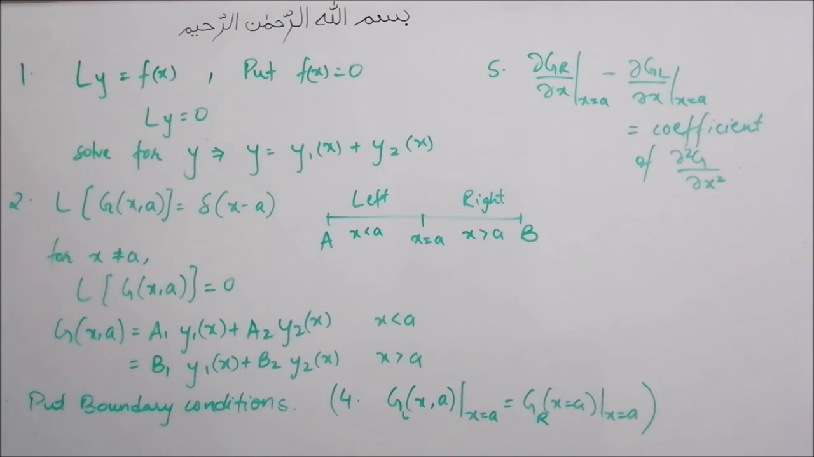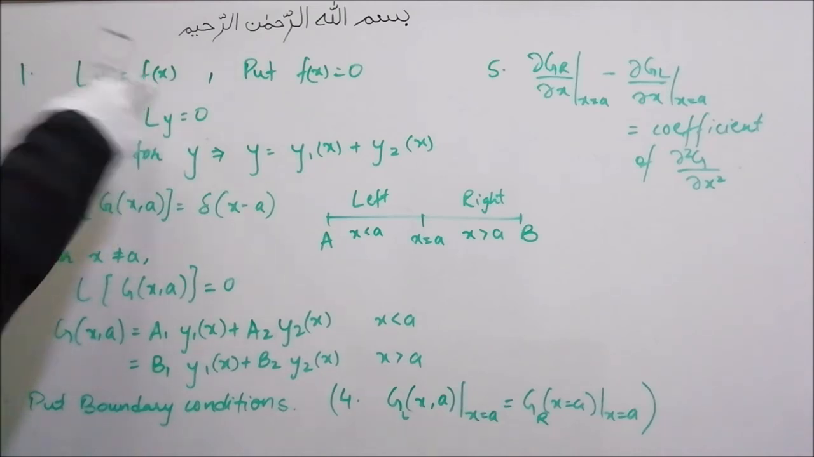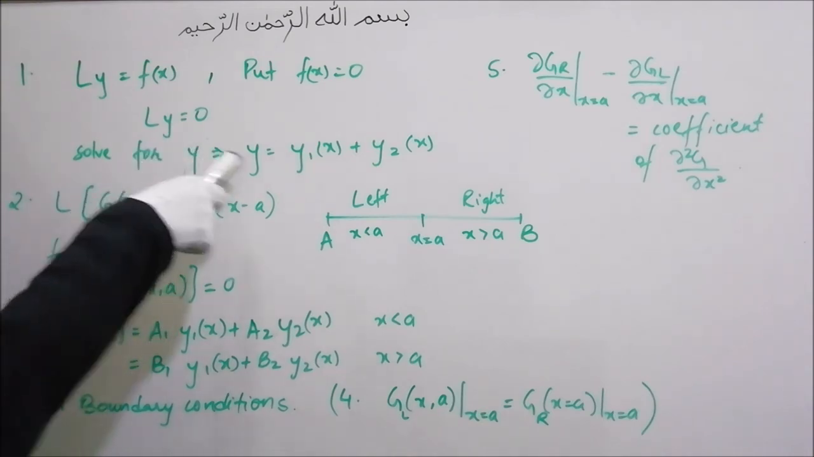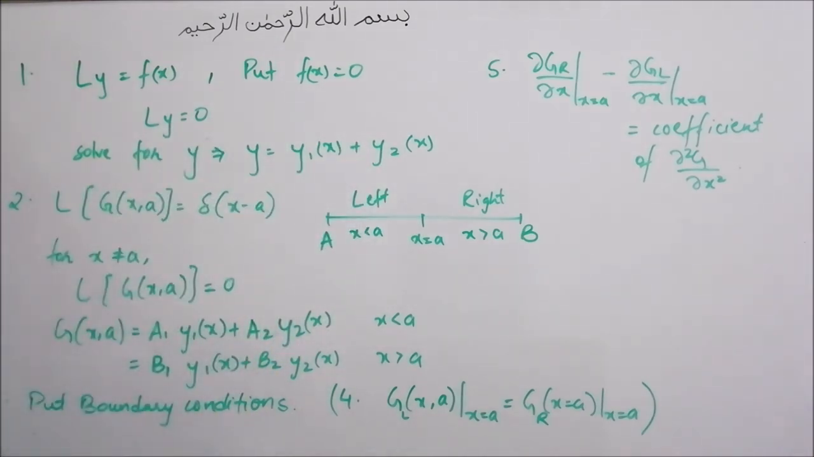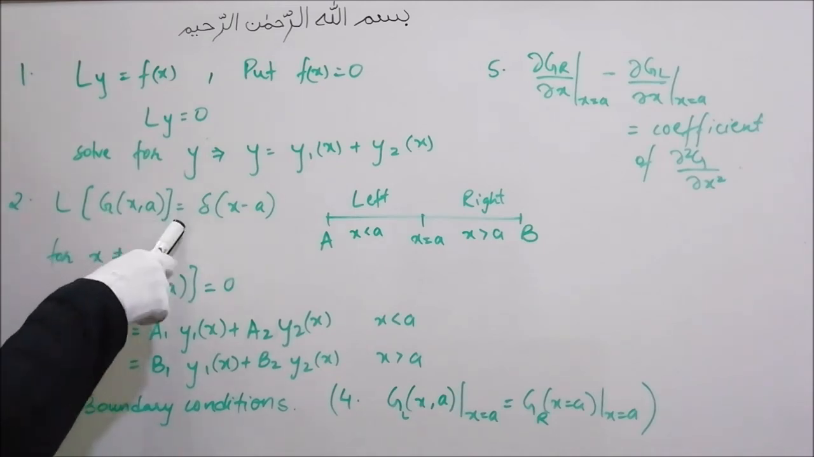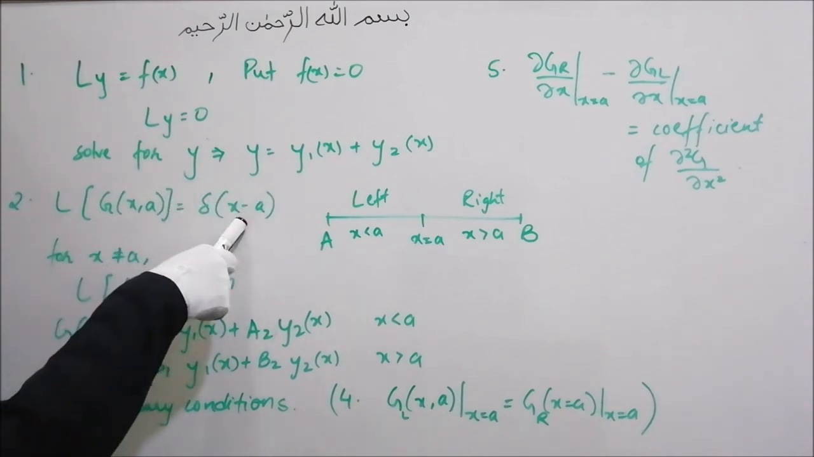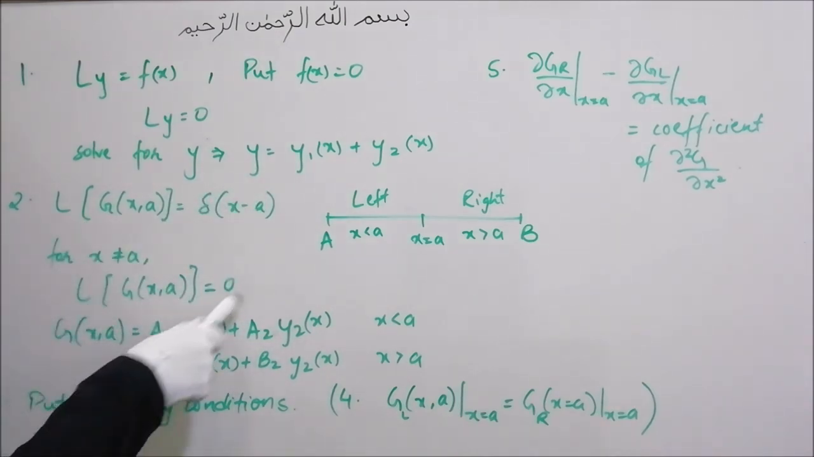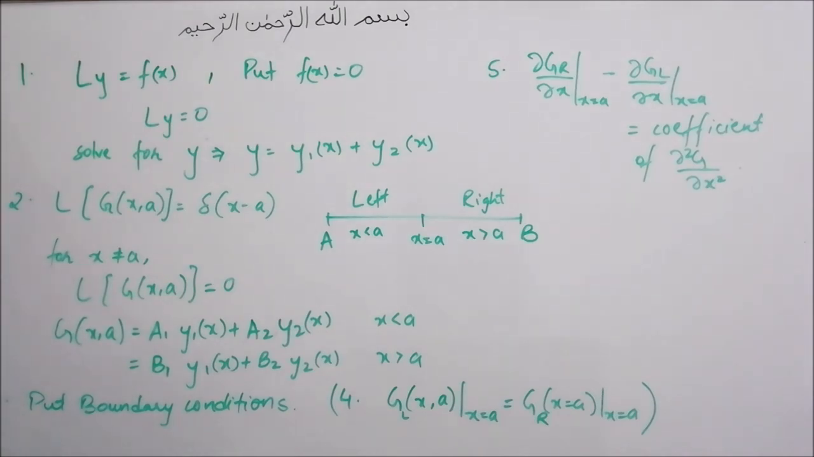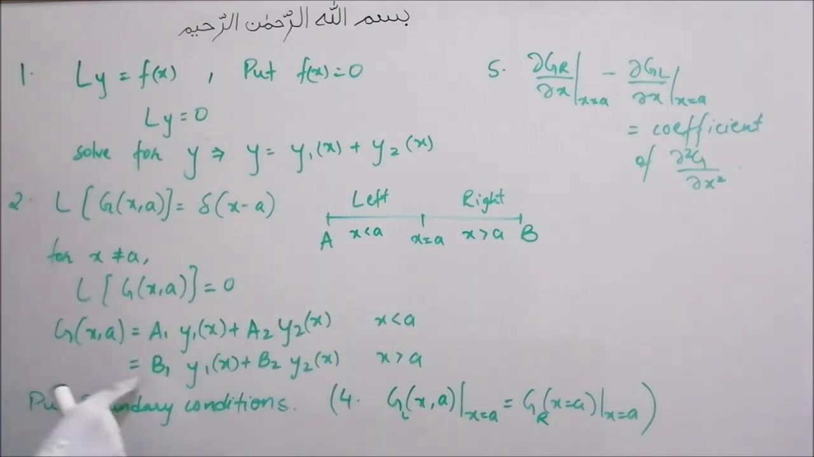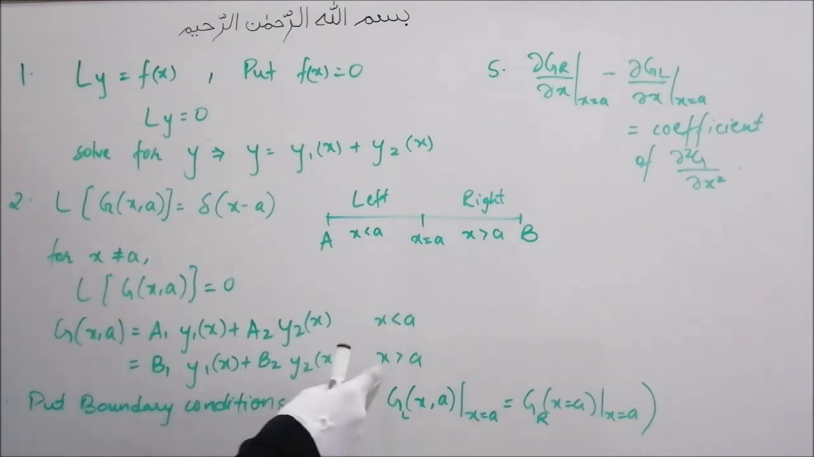So in order to find the Green's function, the steps are as follows. We'll write the equation in the form L operating on y equals f of x. We'll put this f of x equal to 0 and we'll get L of y equals 0. We'll solve for y and we'll get y1 of x plus y2 of x. Second, we are going to consider L g of x comma a equals delta x minus a, and we know that for x not equal to a, the Dirac delta function will be 0. When this function will be 0, this left hand side will also be equal to 0. So now we are having two regions, x less than a and x greater than a. So we'll find g of x comma a as a1 y1 of x plus a2 y2 of x for x less than a, and it will also be equal to b1 y1 of x plus b2 y2 of x for x greater than a.